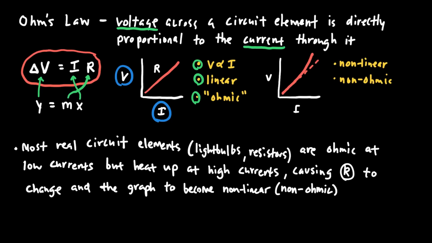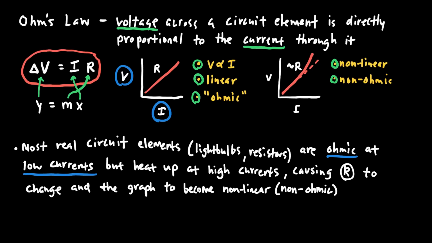If I measure the voltage and current across an object and I don't get a straight line, then that means as I increase the current, the voltage did not increase at a linear rate. It deviates from that line as is shown in the graph on the right, and for that reason the graph is nonlinear. And if the graph is nonlinear, that means the resistance is variable, and therefore the object could be said to be non-ohmic. The point that I have below is that actually most real circuit elements, like light bulbs and resistors, are ohmic at low currents.